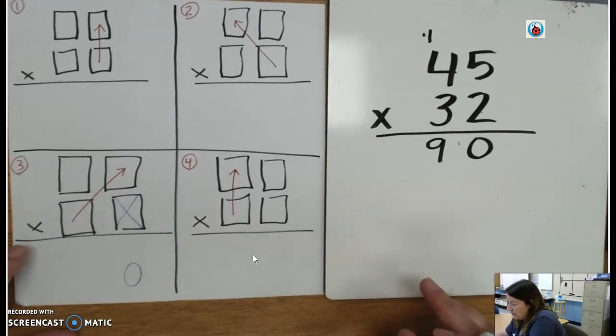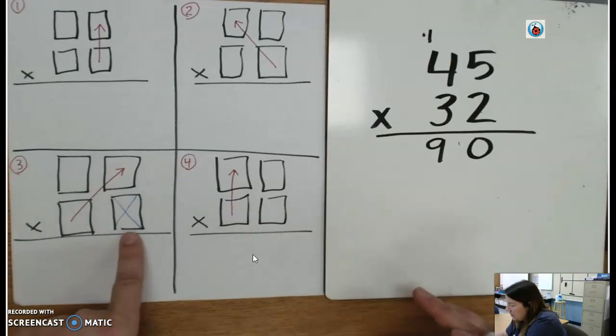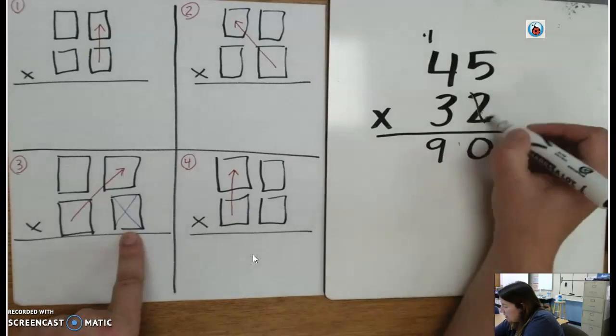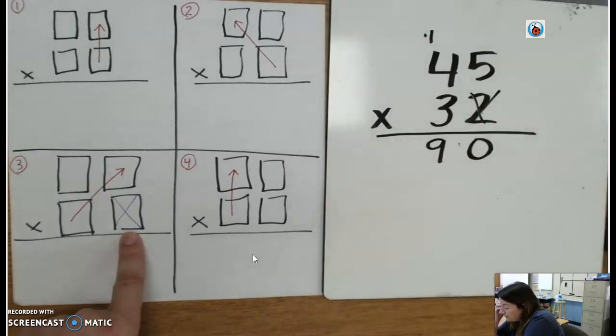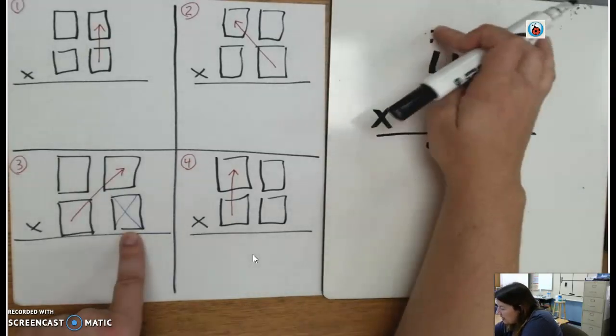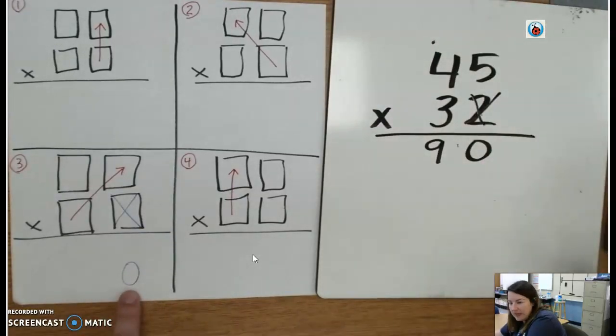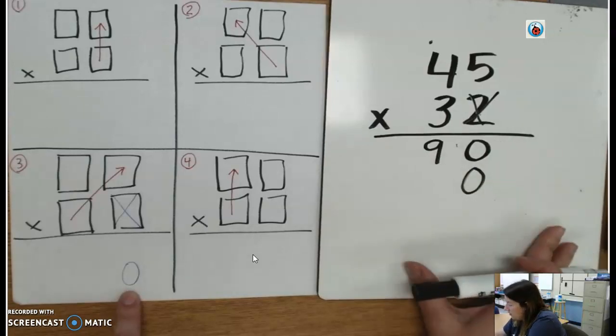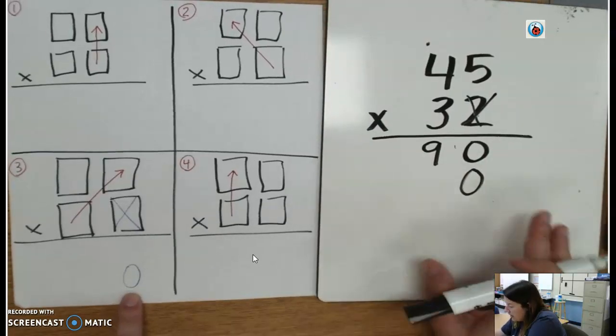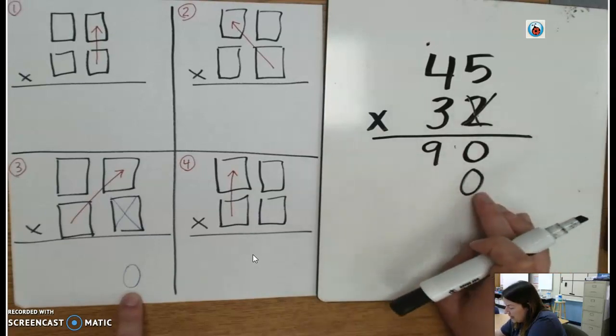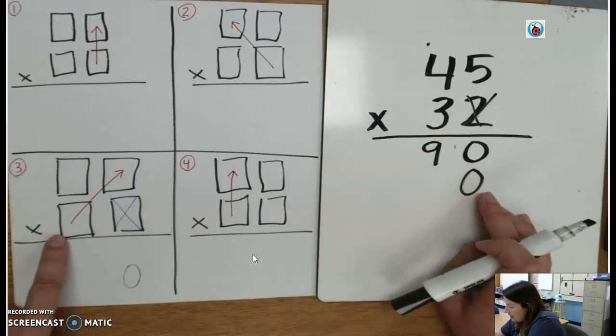Let's go down to number 3. Number 3 says, look, I'm done with this ones place, so I'm going to go ahead and cross it out. I'm also done with this one. I don't need that anymore. And I also will need to put a 0 here, a 0 down below. So now I'm ready for step 3. I've crossed out my ones place, I've put my 0, I'm ready now for step 3.